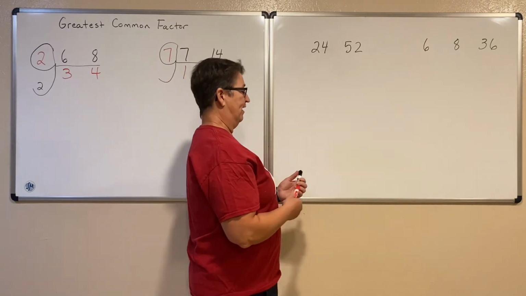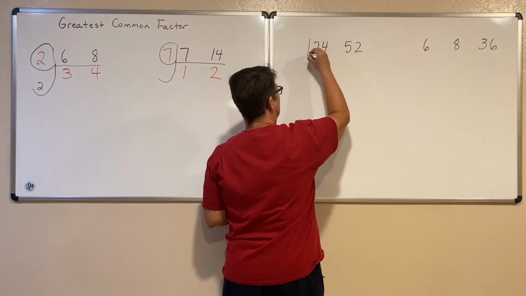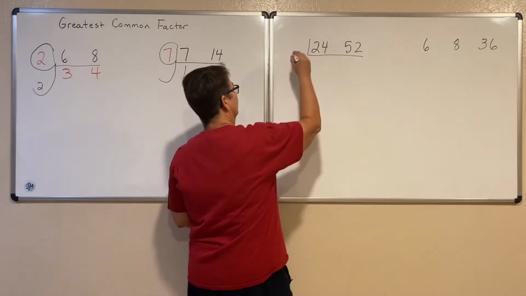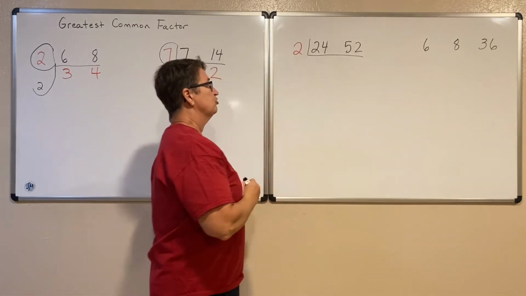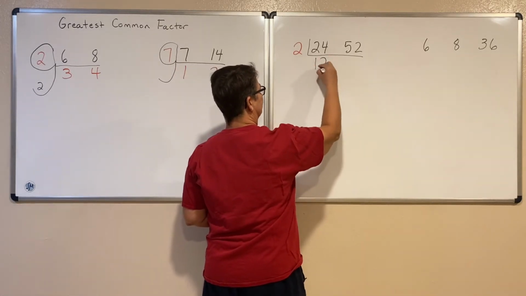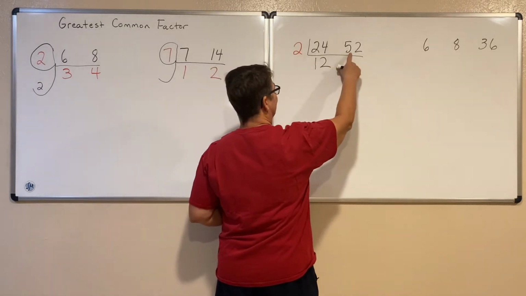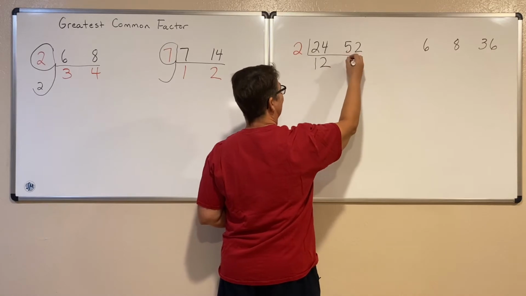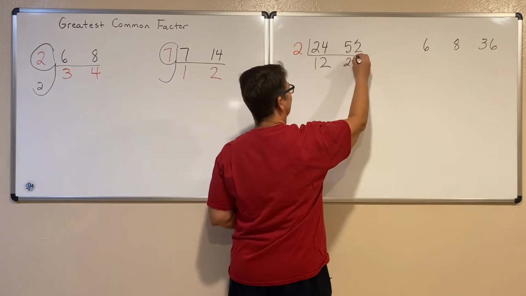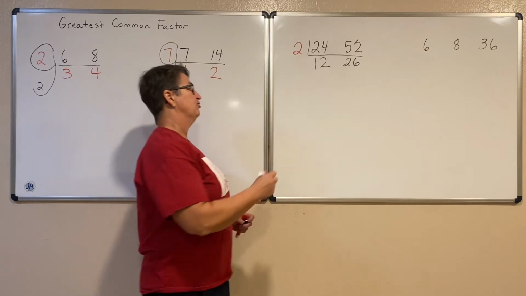Let's try 24 and 52. Well, because 24 and 52 are both even, I know 2 will go into both of those numbers. So I'm going to start with the number 2. 2 goes into 24. Well, 2 goes into 2 one time. 2 goes into 4 2 times. 2 times 12 gives me 24. 2 goes into 52. Well, 2 goes into 5 2 times with 1 left over. 2 goes into 12 6 times. So 2 times 26 is 52.